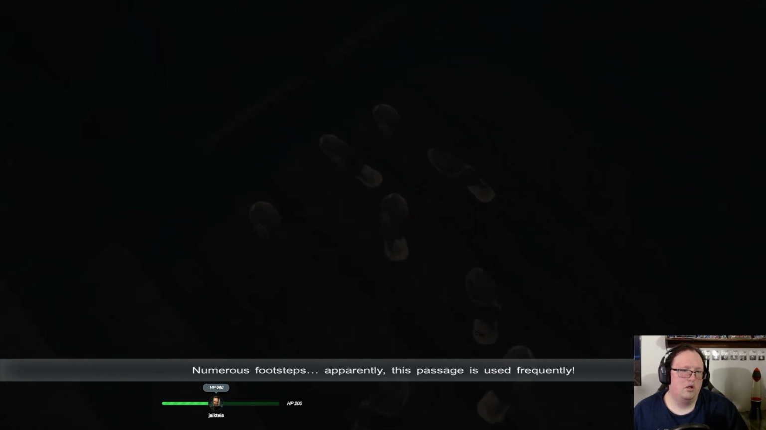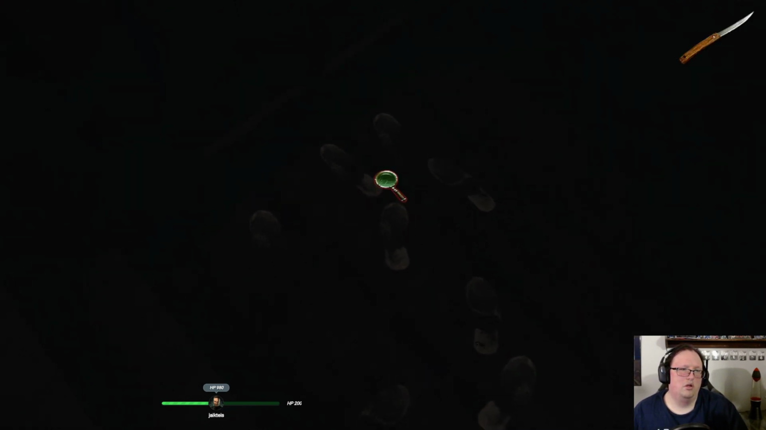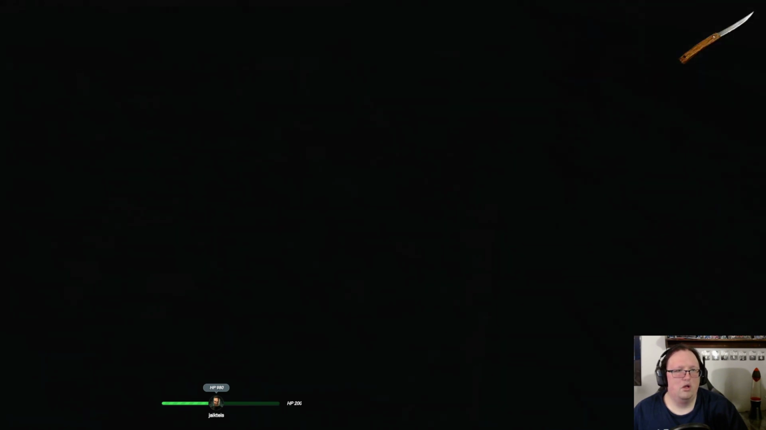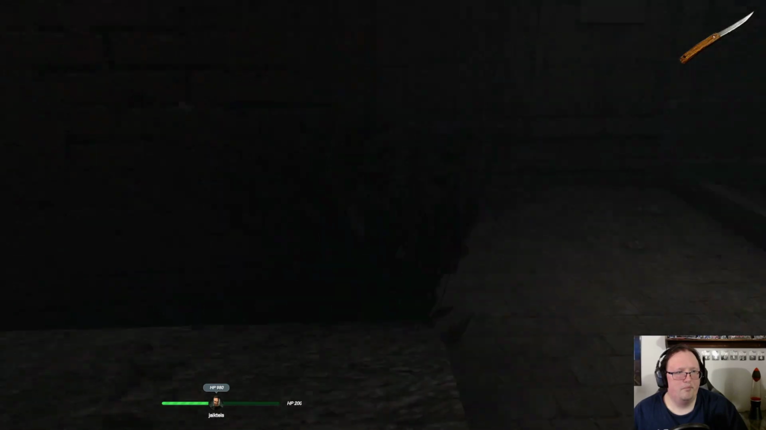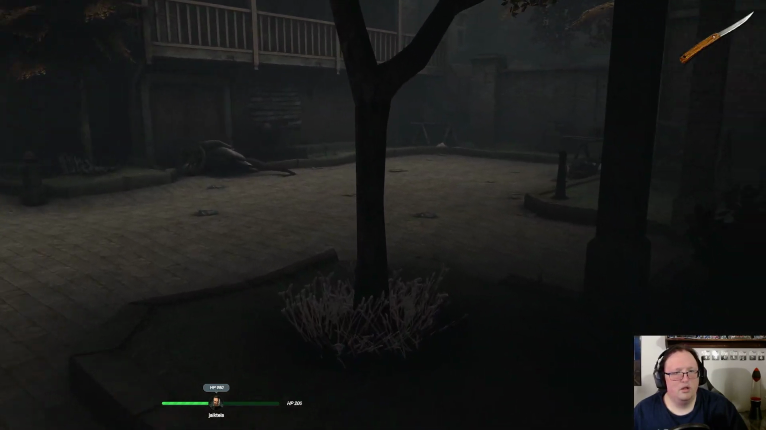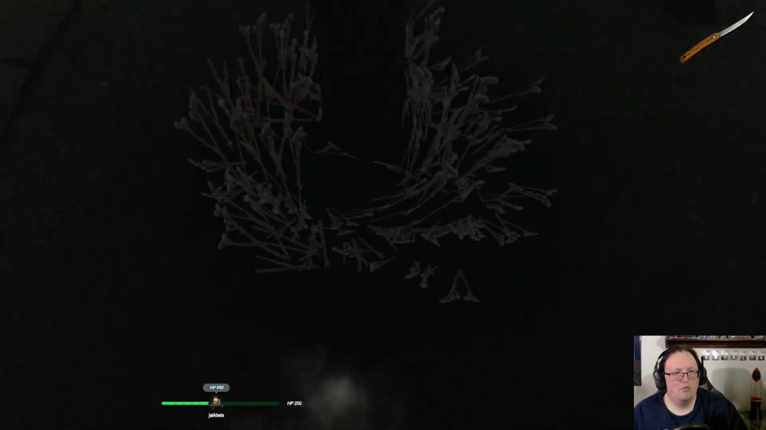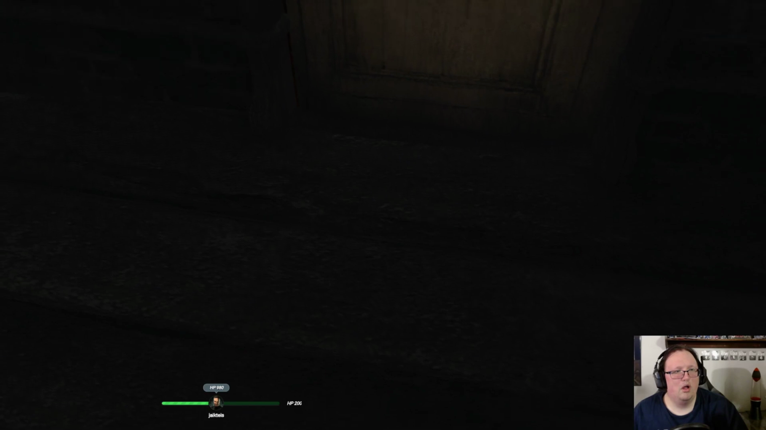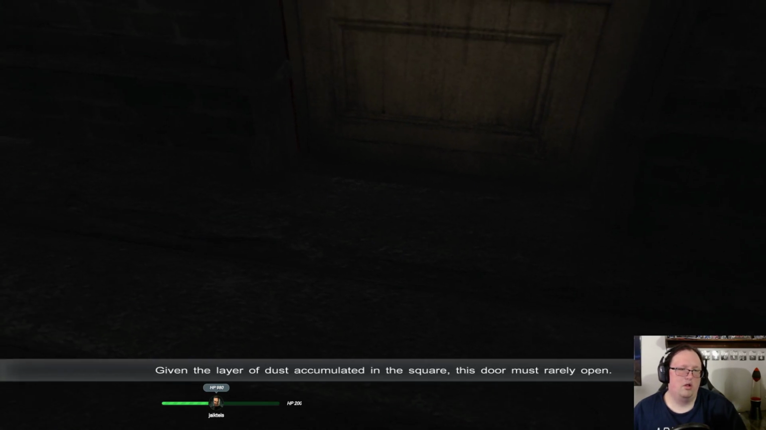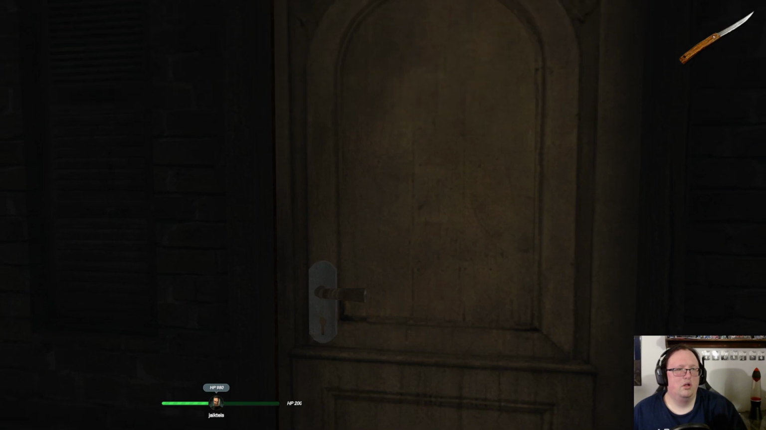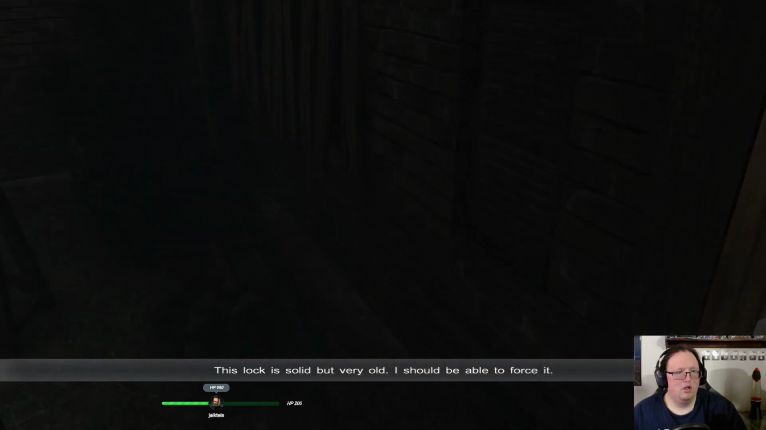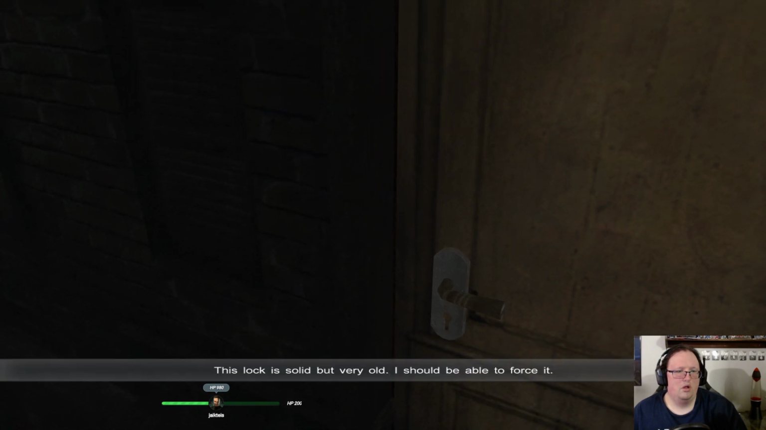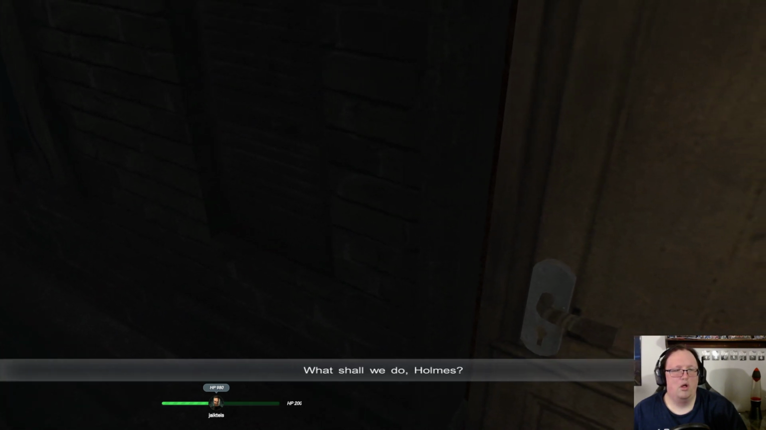Numerous footsteps. Apparently this passage is used frequently. This door was recently reinforced. Impossible to open it. Really? I can't walk through there? Given the layer of dust accumulated in the square, this door must rarely open. Closed. This lock is solid but very old. I should be able to force it. What shall we do, Holmes?